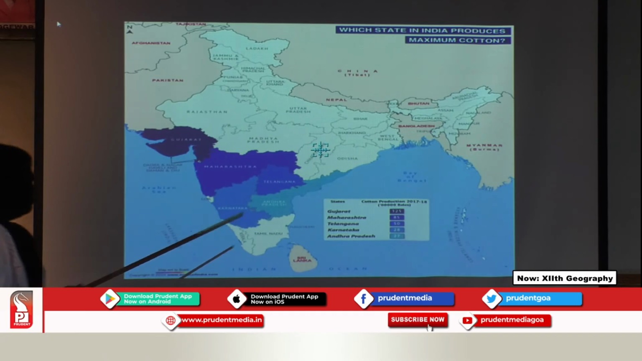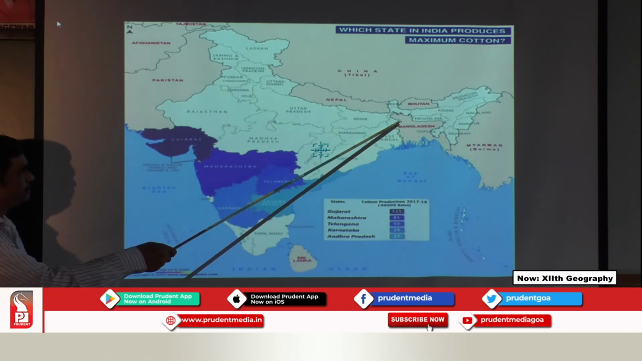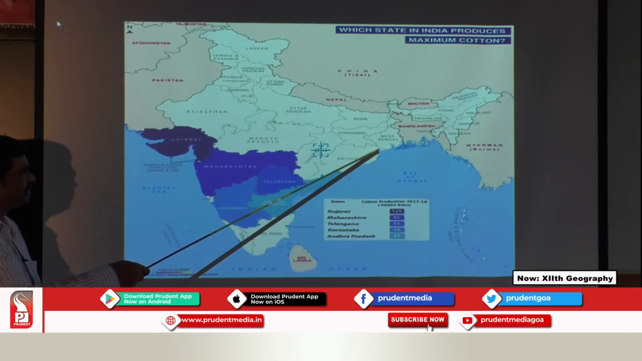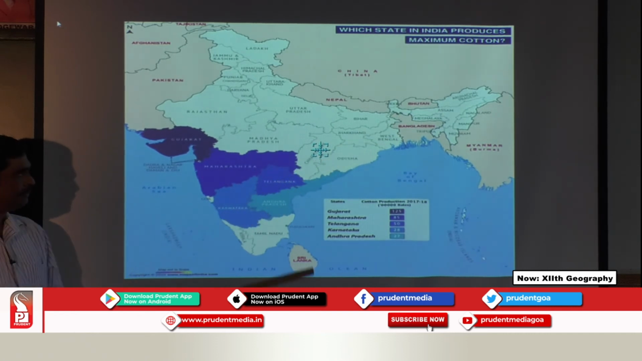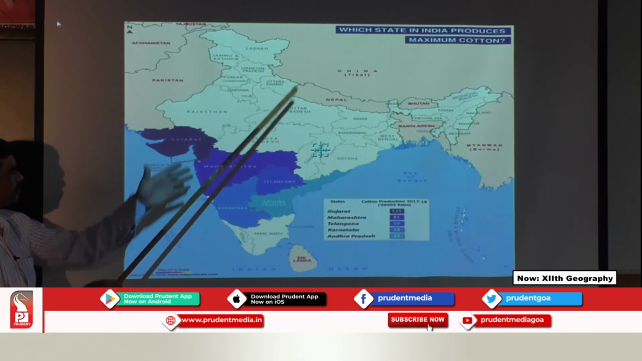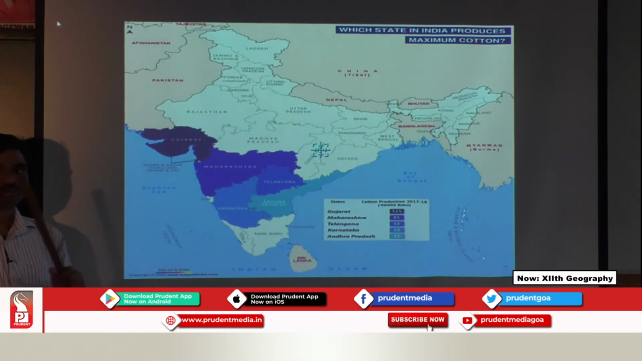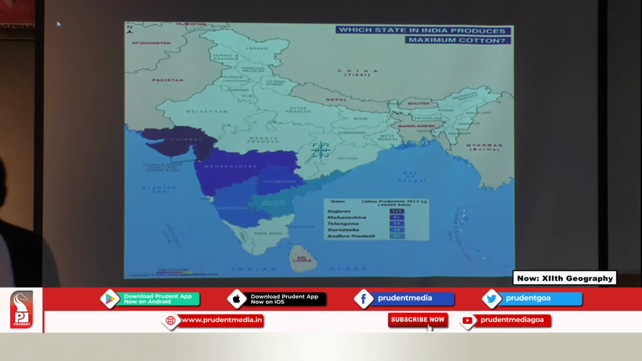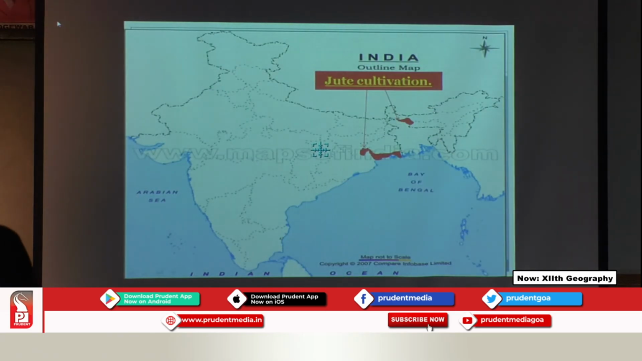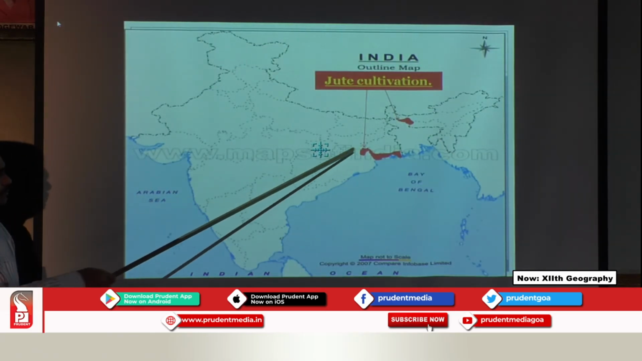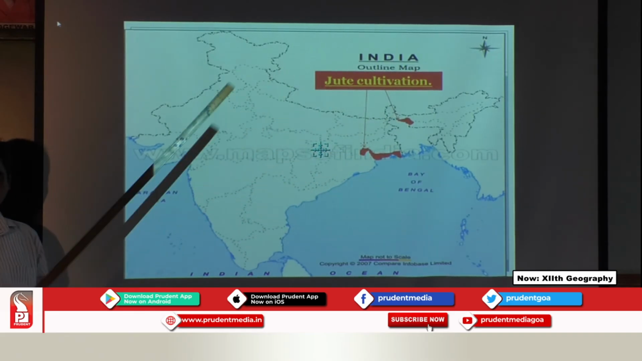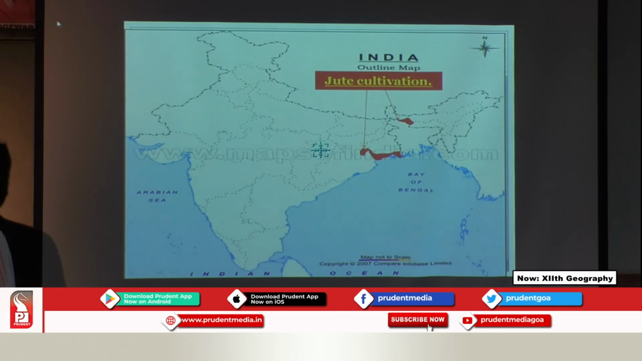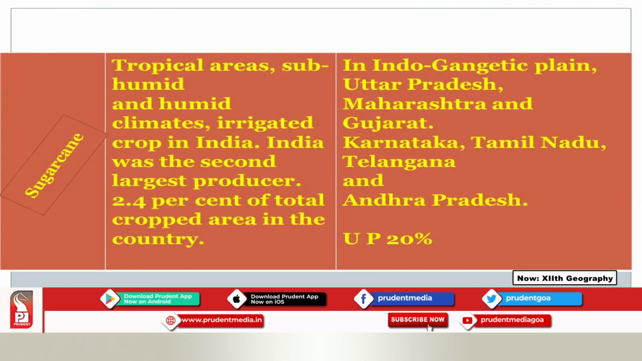Next is jute. In this part, it is cultivated. Parts of Bihar, West Bengal, and some areas in Assam. Only here. Okay, rest of the country has no jute cultivation. You can see here from this map, jute cultivation areas. You should know the distribution of different crops. Next important crop is sugarcane.